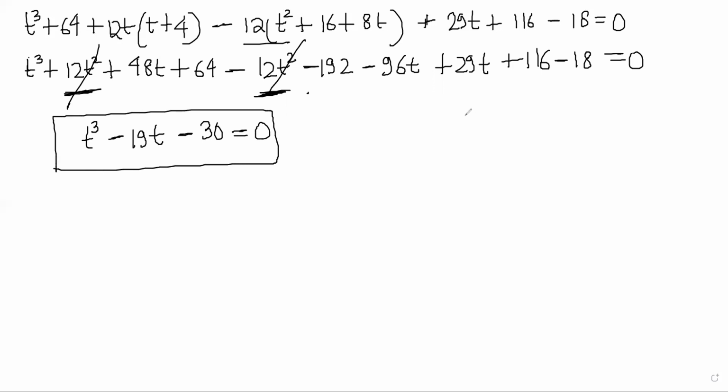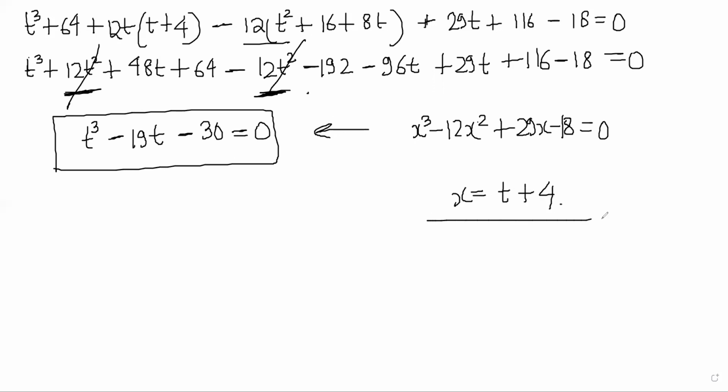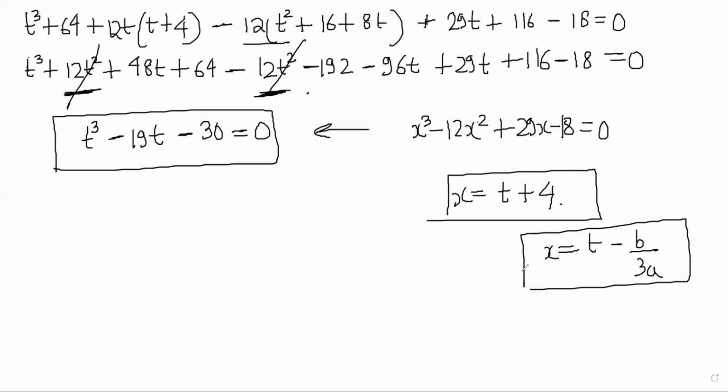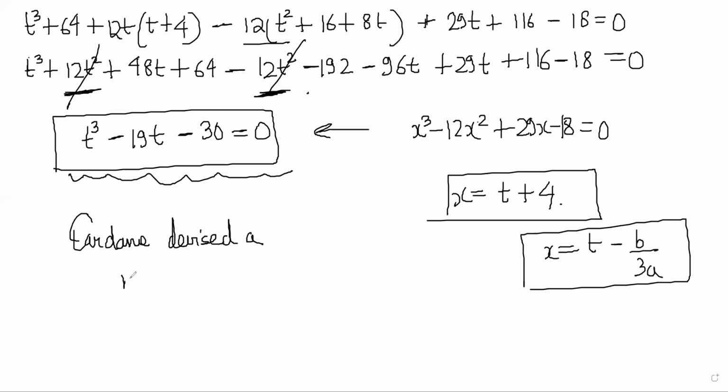So what have we done here? We have basically converted a cubic equation like this into a cubic equation like this by using the transformation x is equal to t plus 4, right? So in general, x is equal to t minus b by 3a. That is the transformation to convert a general cubic. Now, why is this useful? Because Cardano knew a method, devised a method to solve this cubic. When there is no quadratic term in the cubic, we know a way to solve it.